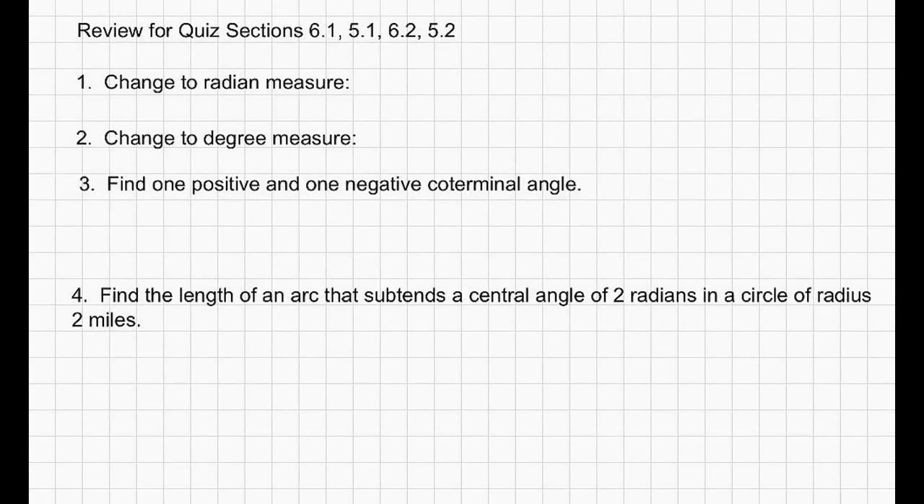This is the review for the quiz on sections 6.1, 5.1, 6.2, and 5.2. Number 1 was change to radian measure 7.5 degrees. Remember, to change degrees into radians, you multiply by pi over 180.